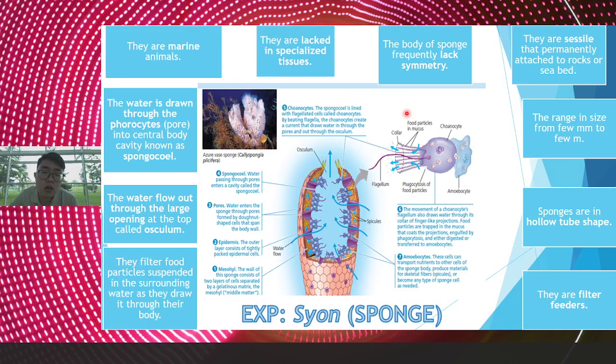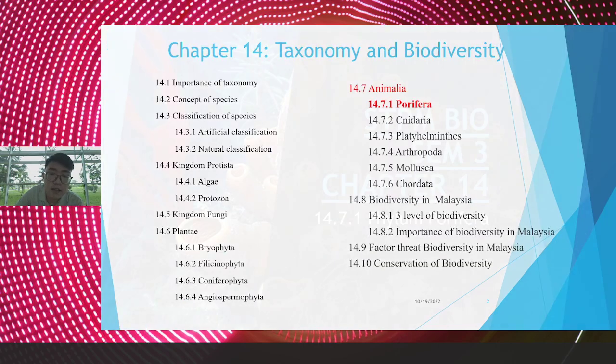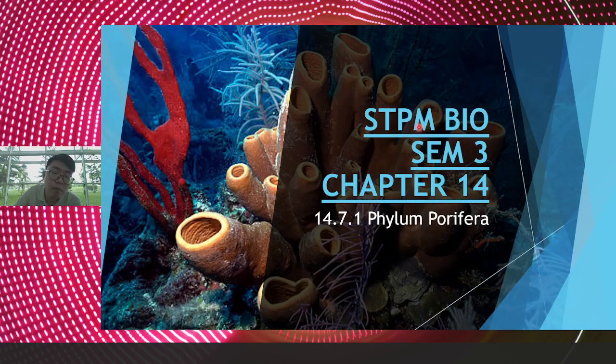Okay. So if you see this picture, the example of the species under Phylum Porifera is sponge. SpongeBob. If you see SpongeBob, actually it is under sponge. You can say it is SpongeBob. So if you see this, the real picture.